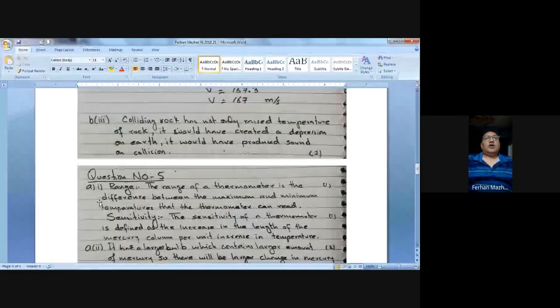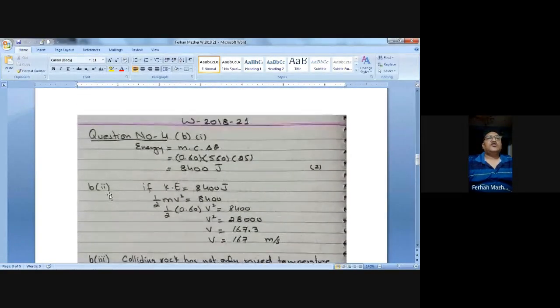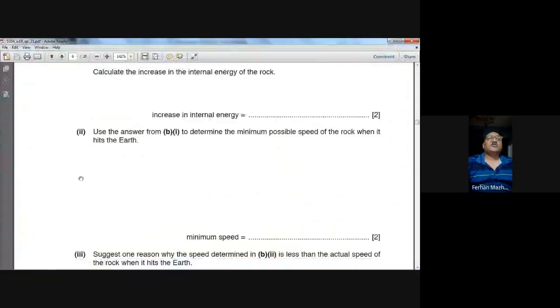So on your screen, see kinetic energy is equal to 8400 joules, and 1 by 2 mv square is equal to 8400. Put the value of m, v square is equal to 28,000. Take the square root on both the sides. So v will be equal to 167.3. So velocity is 167 meter per second. So this was a numerical. I hope you have understood it. It was a 2 mark numerical.